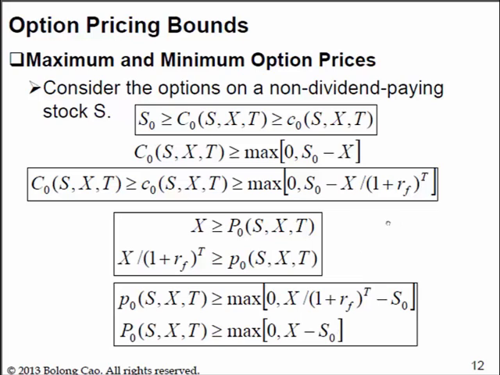So again, we see some differences between American put and the European put for their upper bound and lower bound. And if we summarize for American calls and the European calls, it's basically saying these two have the same upper bounds and lower bounds, at least for a non-dividend paying stock.